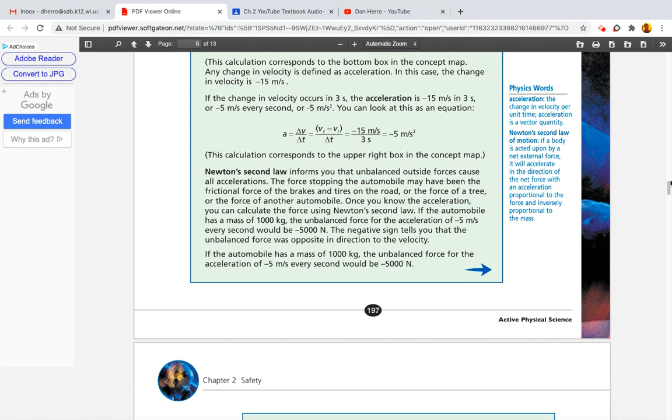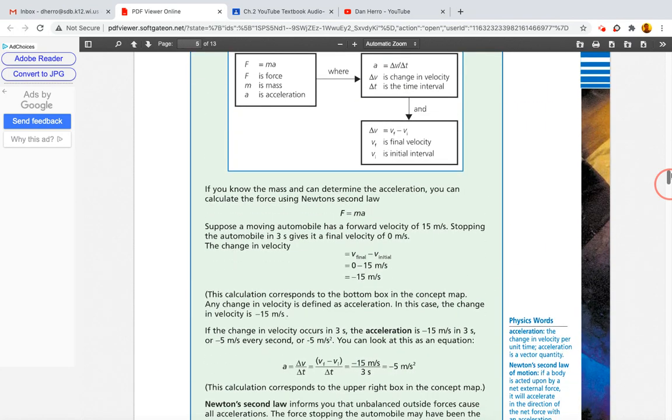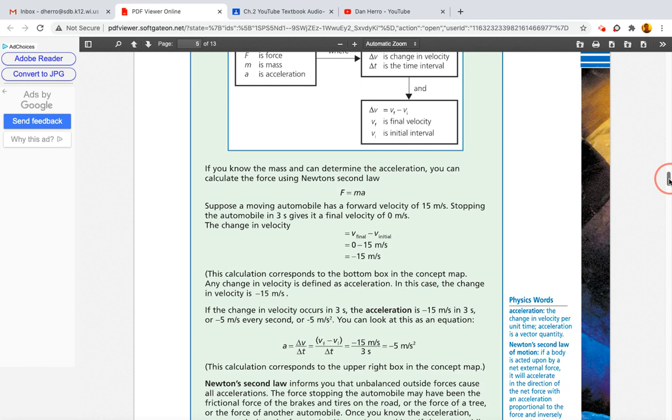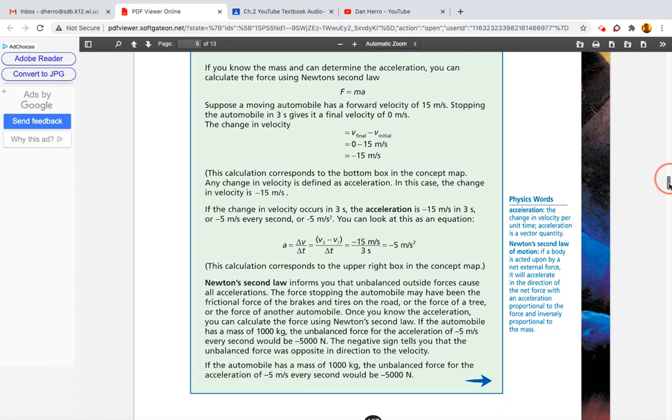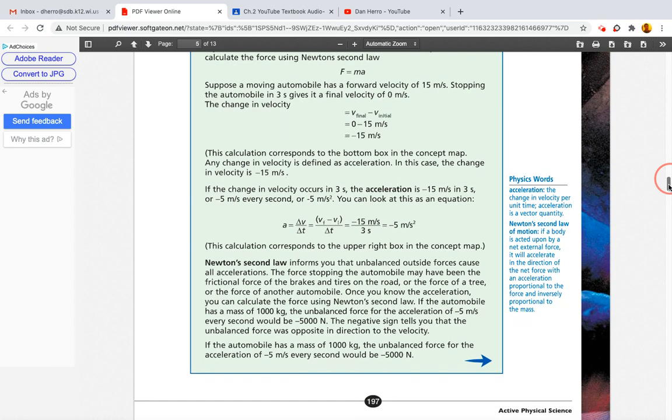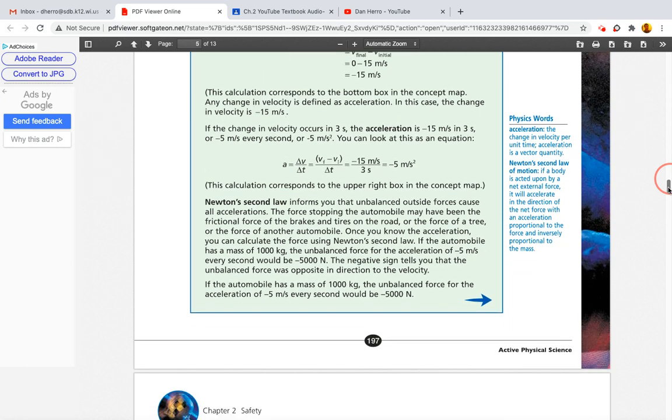Okay, so let's scroll back up to the concept map. This calculation corresponds to the bottom box. Here's the bottom box in the concept map. Any change in velocity is defined as acceleration. In this case, the change in velocity is -15 meters per second, which is a deceleration. A deceleration is the same as a negative acceleration. And acceleration is the same as a positive acceleration.